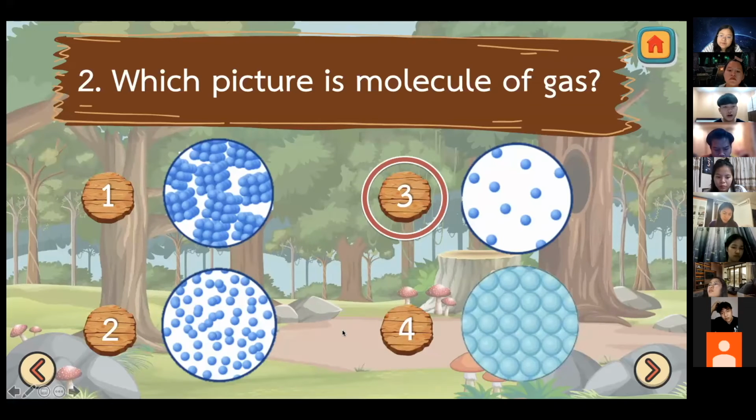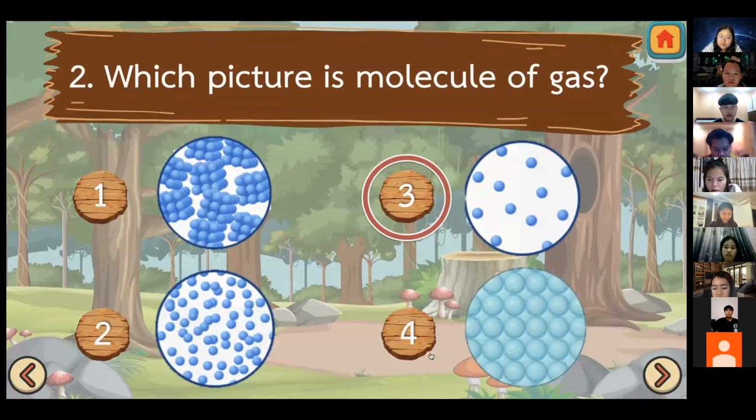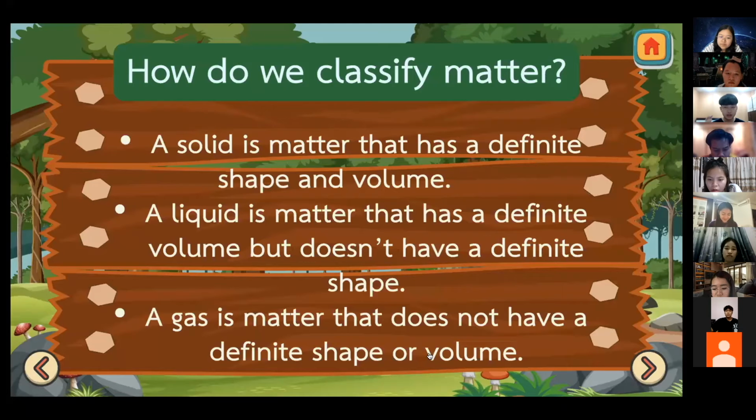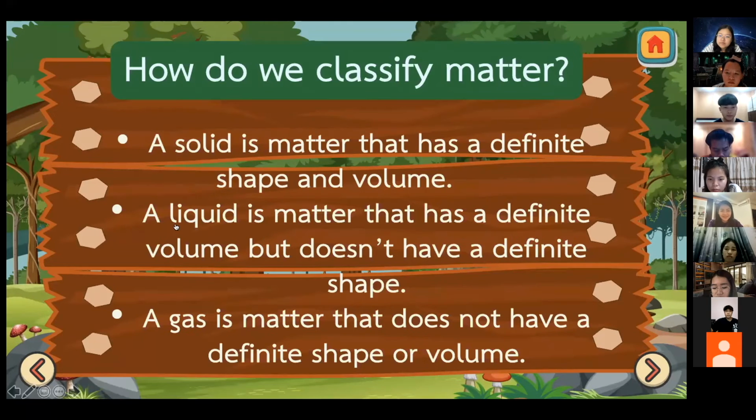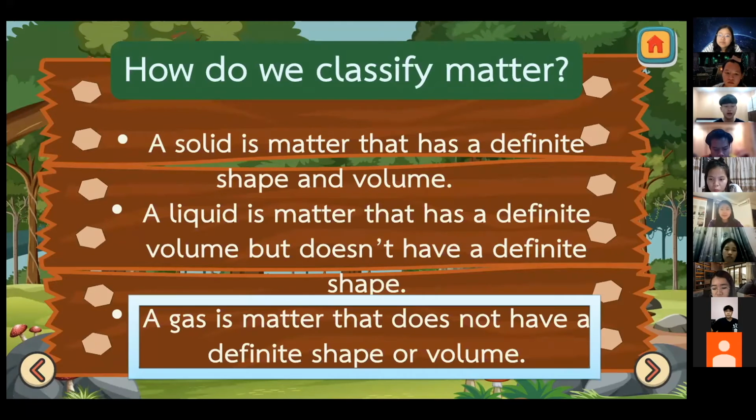The answer of this question is number 3. The correct answer is number 3 because, as you can see in the picture, a gas doesn't have a definite shape or volume, so that means a gas molecule moves freely and they are independent of each other. Okay. Do you understand it?